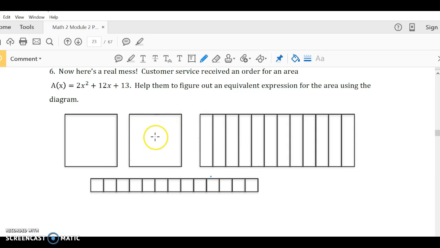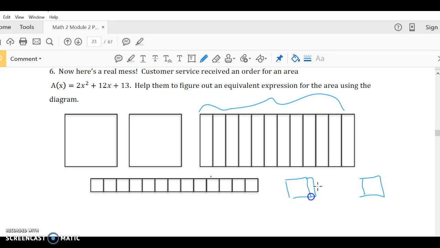So the idea here is we still have to have perfect squares. So how many squares am I going to have? Well, the 2x squared tells me I'm going to have 2 squares. I'm going to just put them over here. Okay? Now, how many of these do I have to distribute? I have 1, 2, 3, 4, 5, 6, 7, 8, 9, 10, 11, 12, right? So if I have 12, each of them gets 6.